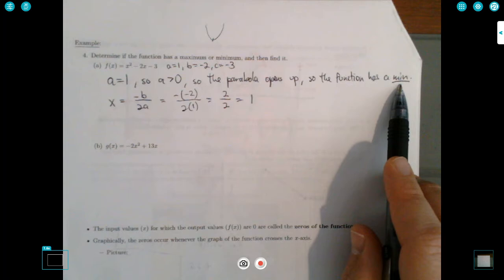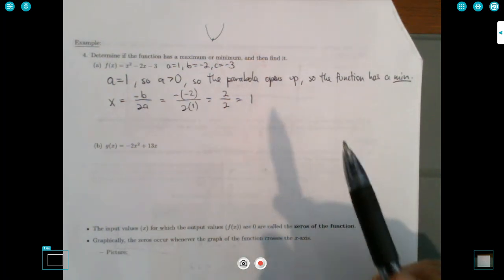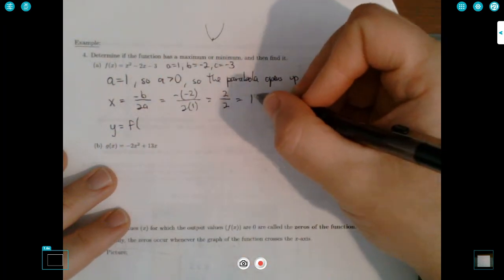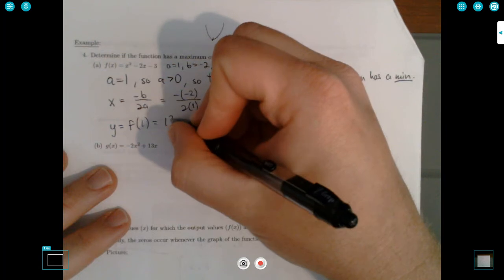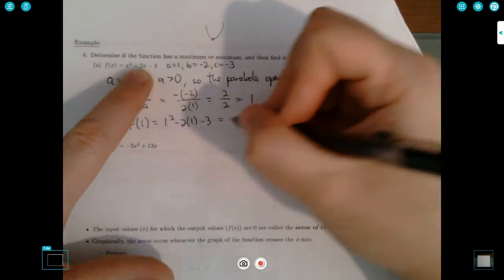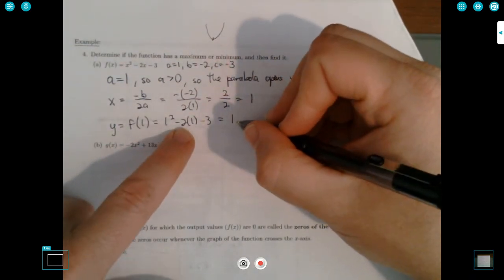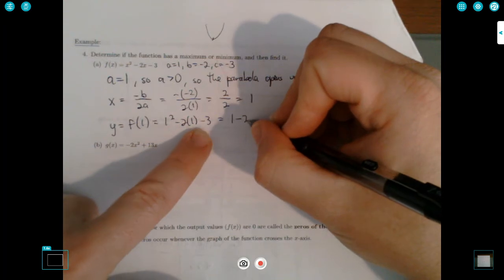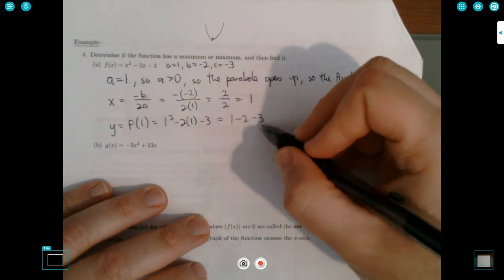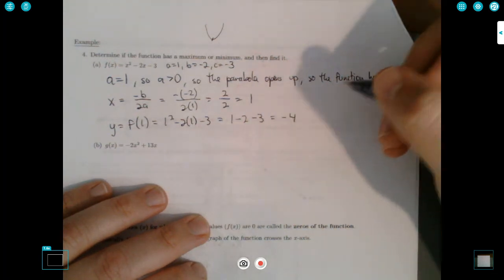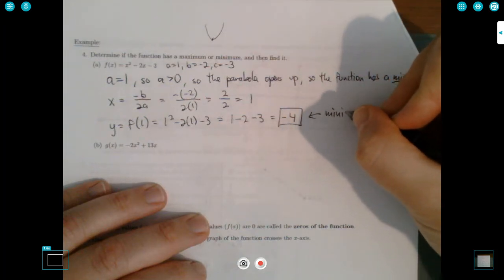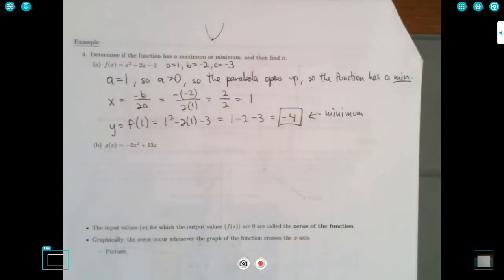But remember, the minimum value is the y-coordinate. So I need to figure out what the y-coordinate is. Well, that's just going to be the function value. That's going to be what I get when I plug in 1. So it's going to be 1 squared minus 2 times 1 minus 3. 1 squared is 1. Negative 2 times positive 1 is negative 2. And negative 3 is just negative 3. 1 minus 2 is negative 1. Minus 3 is negative 4. So there's the minimum value, okay?